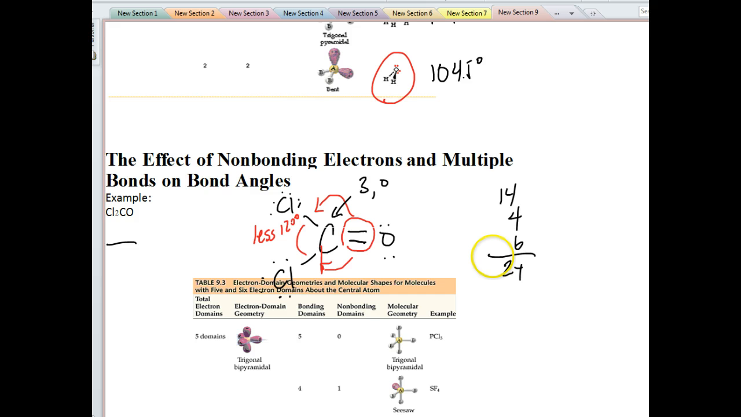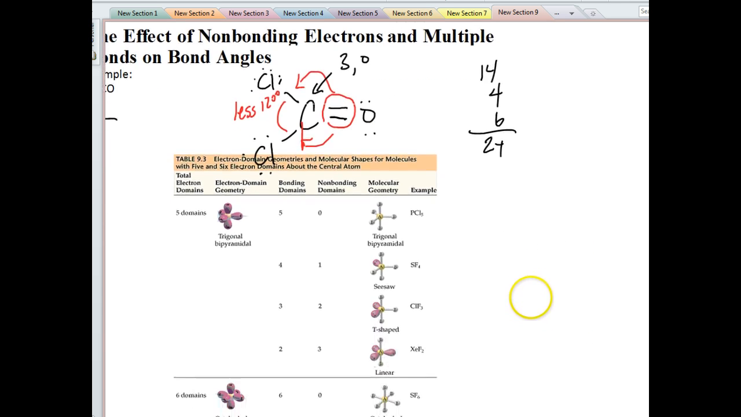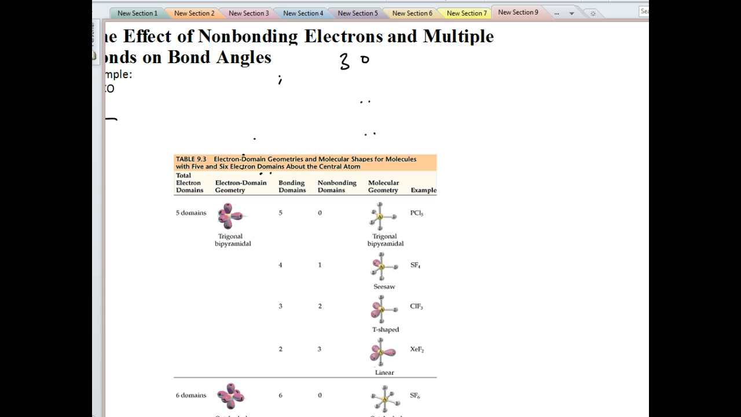Okay, now I'm going to go ahead and erase some of this stuff because I need to move it down. So I'm going to go like this. If you need to pause stuff to get it taken care of, that's fine. Now this is the next part of the table. This table is actually 9.3 in your textbook. You can look at it right there as well. And this is going to give us some more domains, bonding and non-bonding domains.